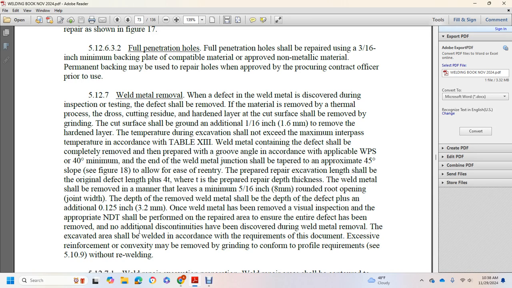Weld metal containing the defect should be completely removed and prepared with the groove and angle in accordance with the applicable welding performance specification, at 40 degrees minimum. The end of the weld material joint should be tapered at approximately a 45-degree slope for easy entry and re-entry.